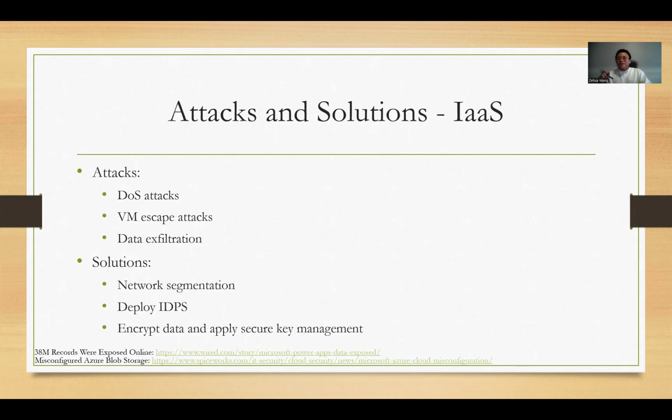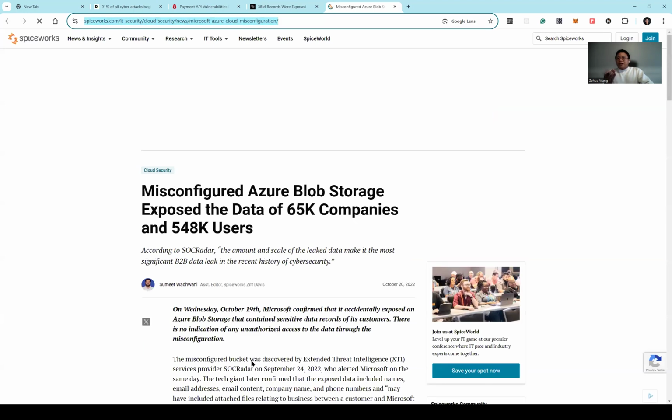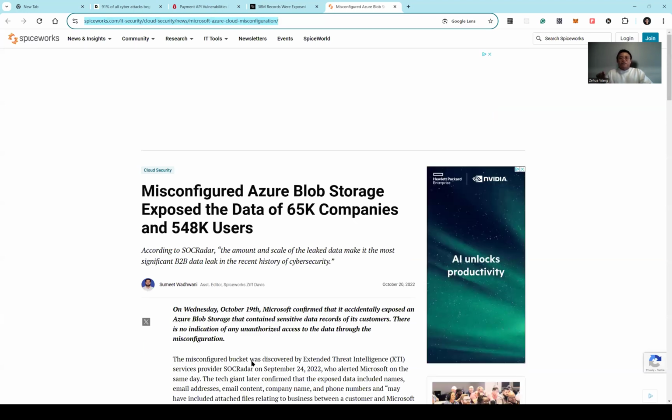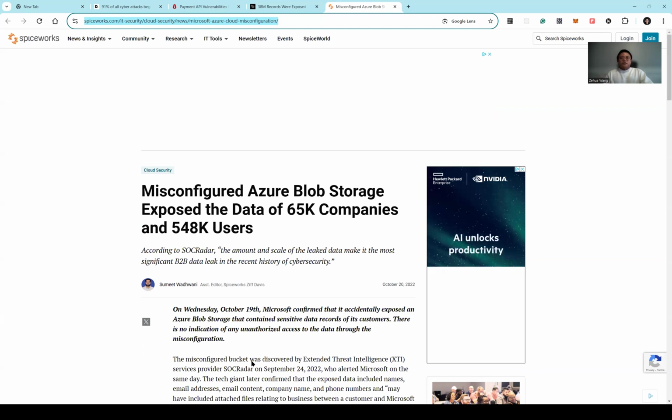Usually, when a vulnerability exists in the IaaS model, it affects not only a single application, but many of them will be victims. For example, in 2022, Microsoft Azure blob storage exposed the data of 65K companies and 548K users. So you can see how severe it is.